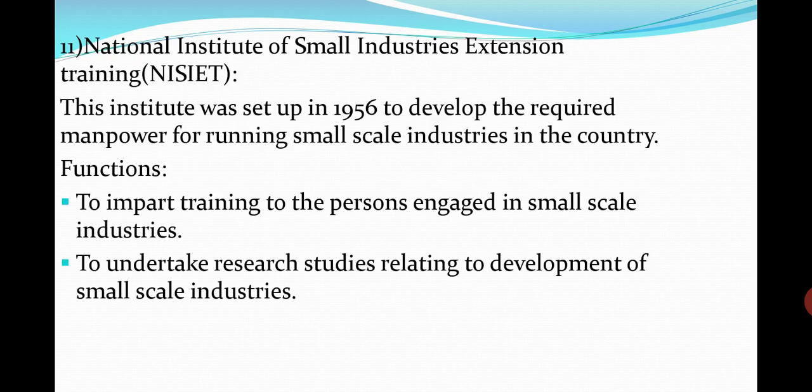Let us know one of the other institutions, that is NISIET, National Institute of Small Industries Extension Training. This institute was set up in 1956 to develop the required manpower for running the small scale industries in the country. The functions performed by this National Institute of Small Industries Extension Training is to impart training to the persons engaged in small scale industries. So, whoever the individuals involved in small scale businesses, for them this institute is providing training facility.